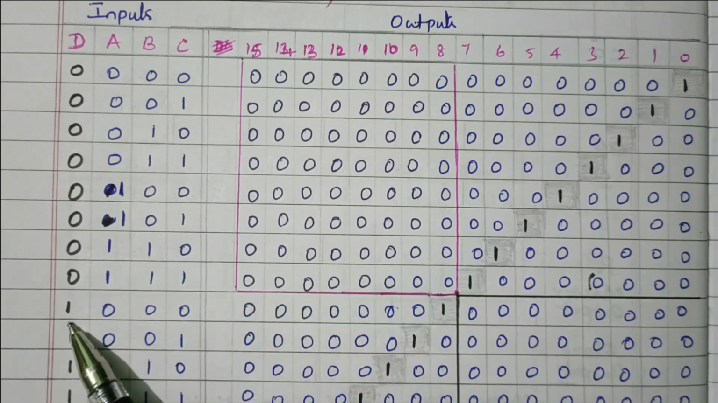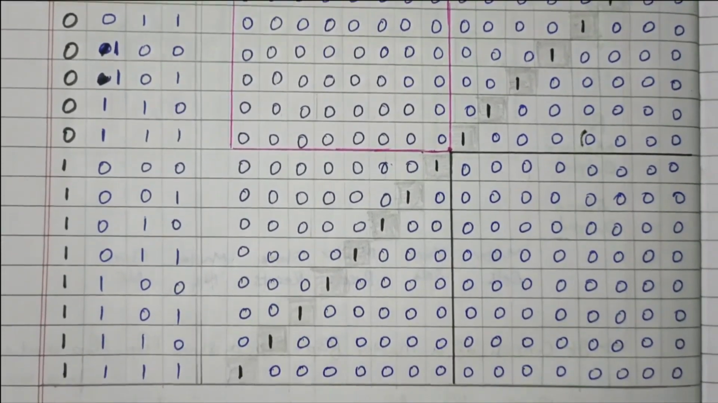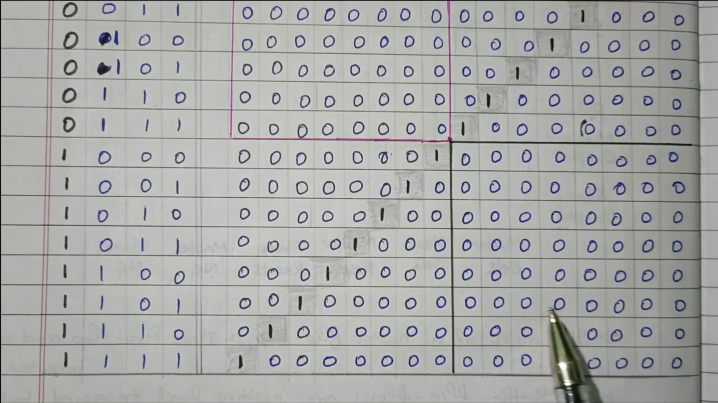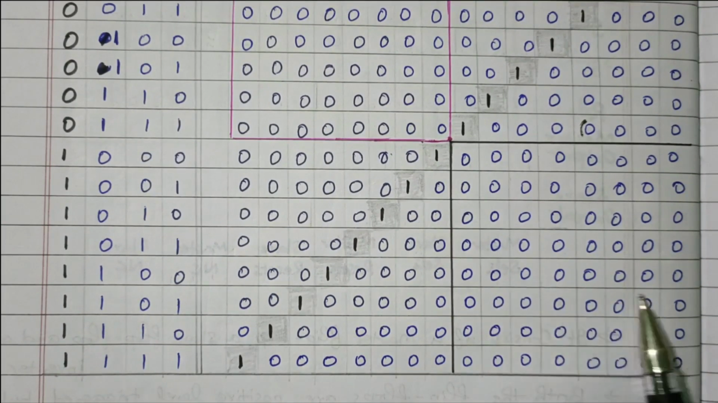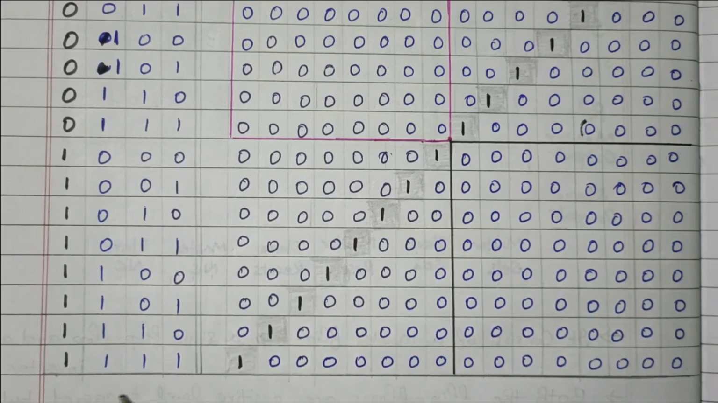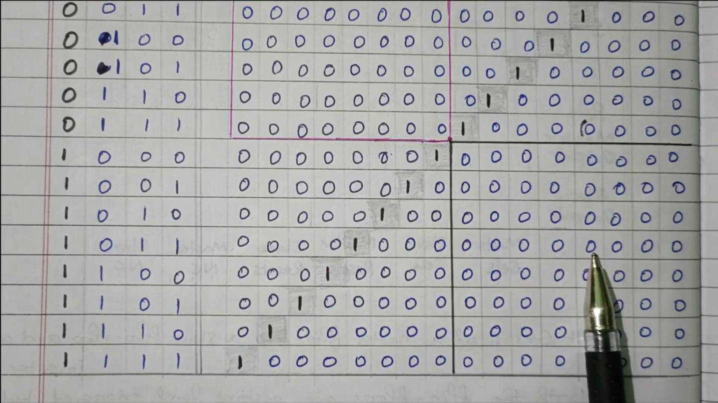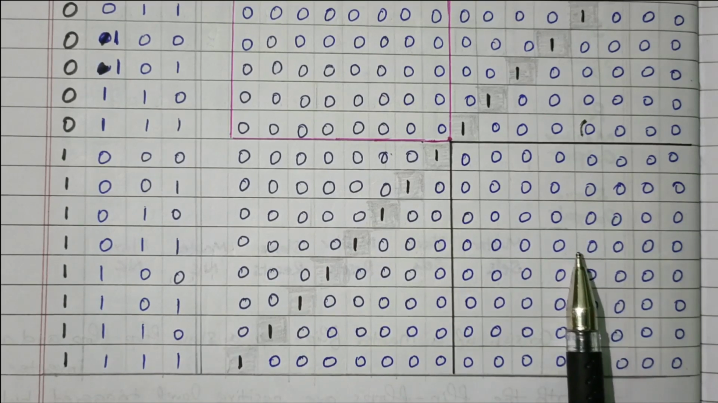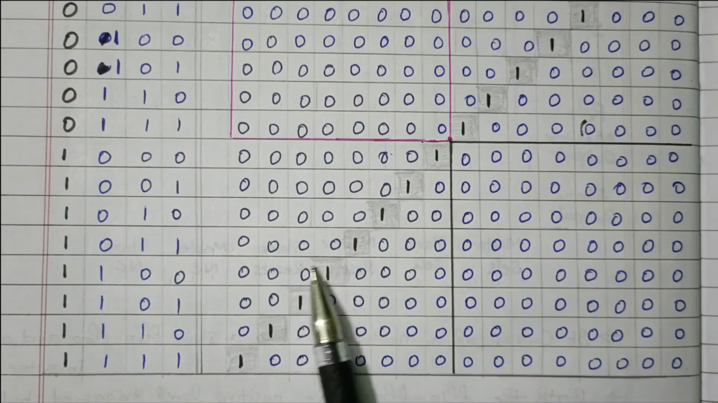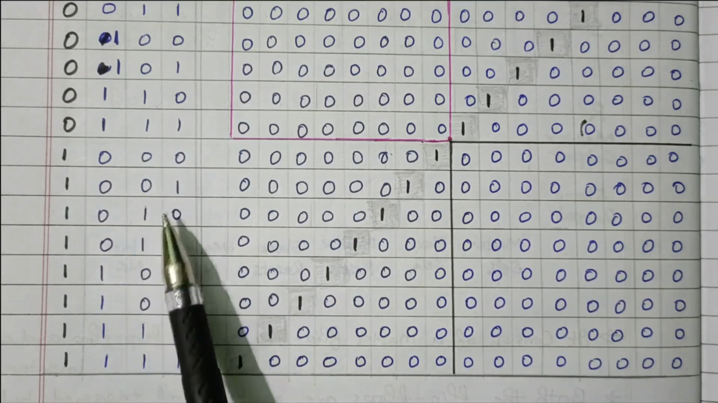Now if D is 1, again another 8 more combinations are there. If D equal to 1, what happened? This bottom decoder is enabled now. The output of the top decoder, all the outputs are 0. Only with the bottom decoder will we get the output. So the top decoder is now disabled and the bottom decoder is enabled. Again we have 8 combinations.